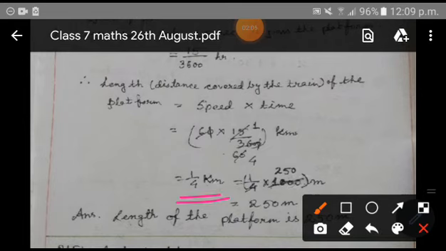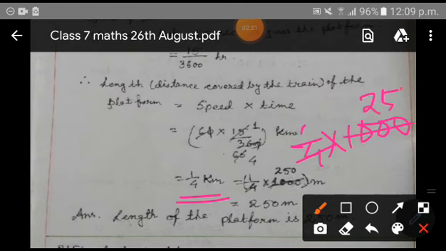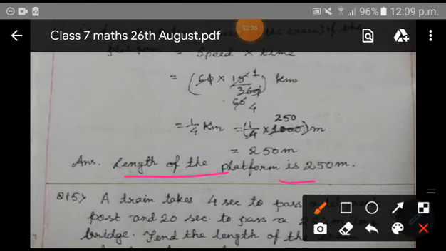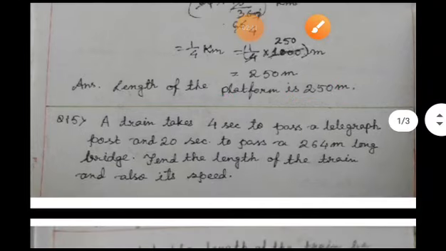Now this kilometer, if you want to convert it into meter, then you need to multiply with 1000. So 1 by 4 into 1000, kilometer to meter. You have learned previously in metric system that for converting kilometer to meter you need to multiply with 1000. Then you do the cancellation, you will get 250 meters. So this is what you have got. The length of the platform is 250 meters. This is your answer. Now the next question, sum number 15.